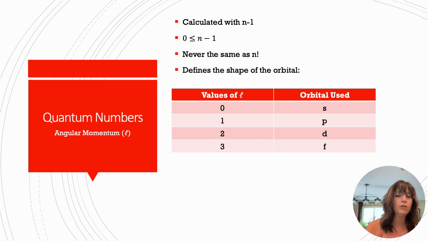Well, the angular momentum actually describes or defines the shape of the orbital. If you have 0, that means you have an s. If you have 1, you have a p, 2, you have a d, 3, you have an f. So think about the principal quantum number 4.